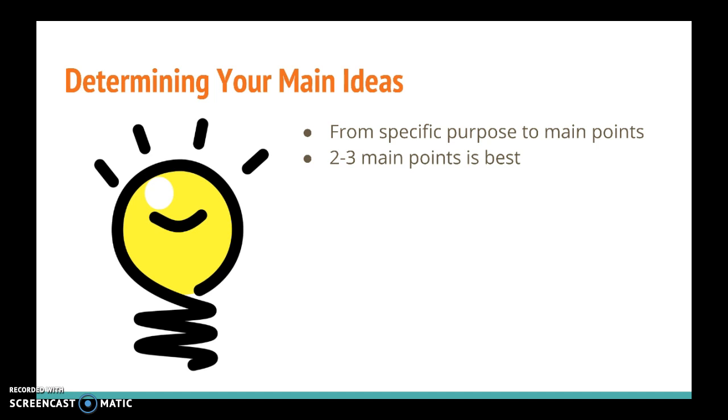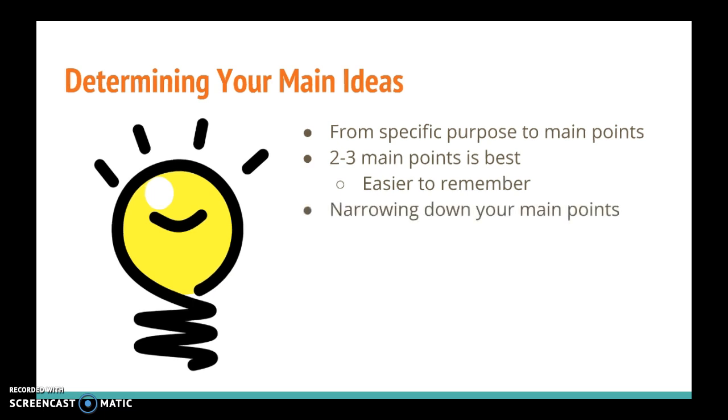So you need to have at least 2 to 3 main points, because this is what's going to be easiest for both you and your audience to remember. They're going to be able to remember that you talked about A, B, and C, whereas if you go on to talk about D, E, F, and all the other letters, they're not going to be able to remember it as easily, and neither will you.